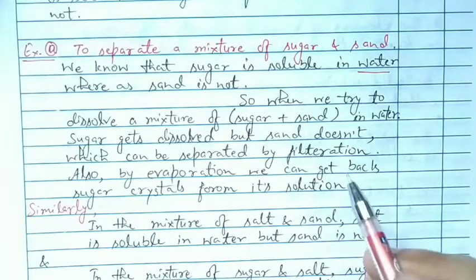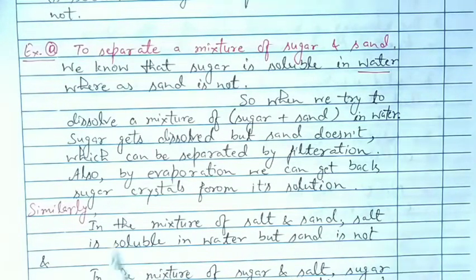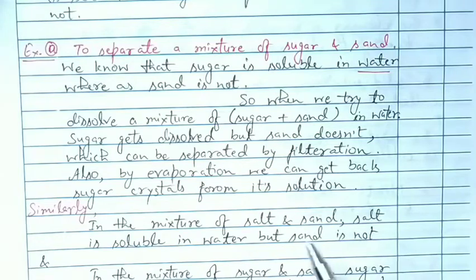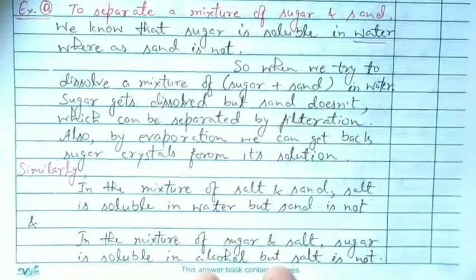When the sugar gets dissolved, you can separate the sand by the filtration method, and after that by the evaporation method we can get back the sugar crystals from that solution. So by this method we can separate sugar and sand.